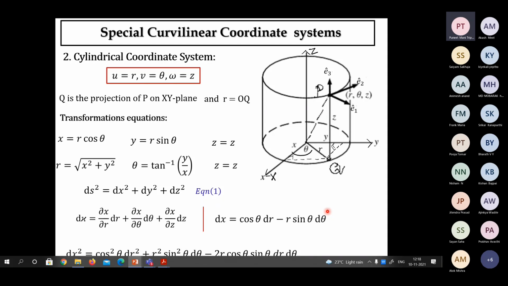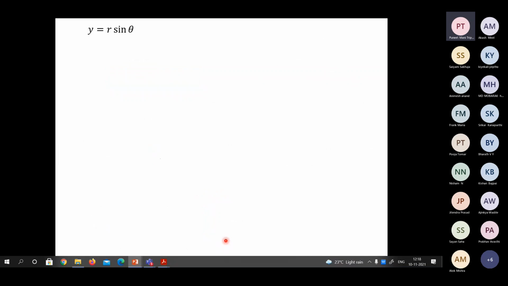Let me move on to the y part. Then y also can now be written in this format. dy I will write as dou y by dou r dr plus dou y by dou theta d theta plus dou y by dou z dz. Then I will find the partial derivatives, then take the square. y is r sin theta.